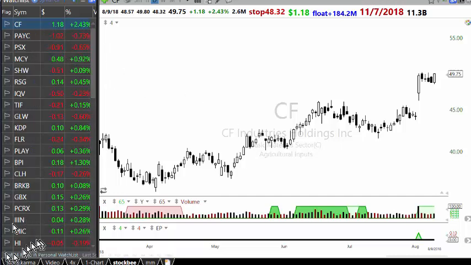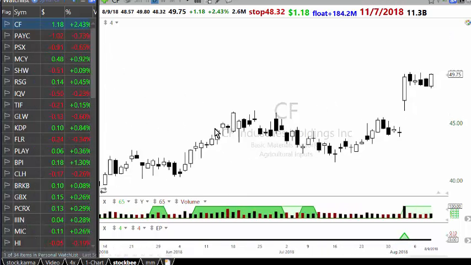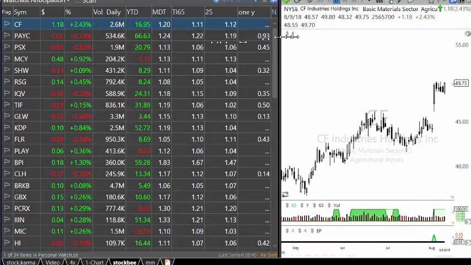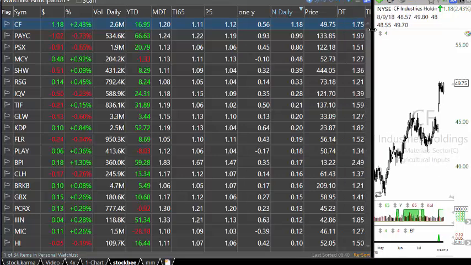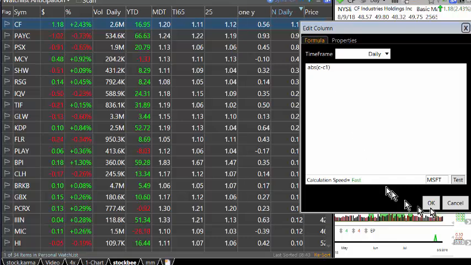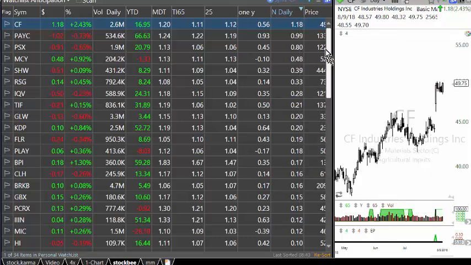Okay, so there are around 34 setups which were posted by members. Now I sorted by end daily. End daily is basically the absolute C minus C1.